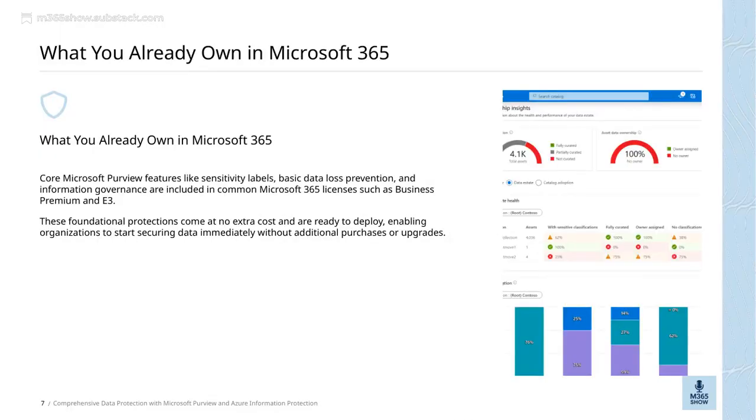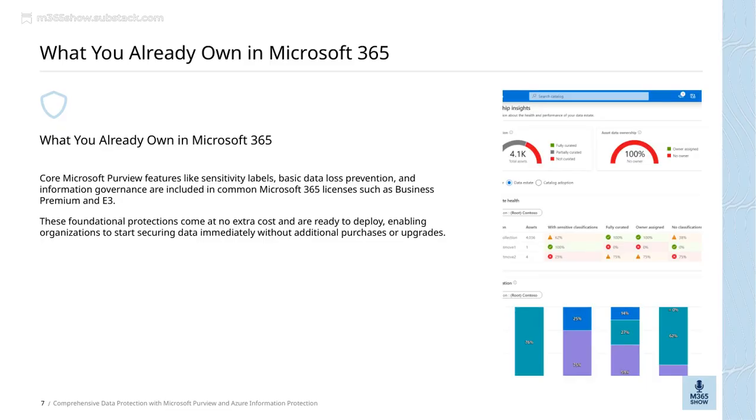Now, let's take a closer look at what you already have in Microsoft 365 when it comes to data protection. Core features like sensitivity labels, basic data loss prevention, and information governance are actually included in common licenses such as Business Premium and E3. What this means is that these foundational protections are built right into the packages you're already using. And the best part? They come at no extra cost and are ready to deploy immediately. This allows organizations to start securing their data right away without the need for additional purchases or upgrades.